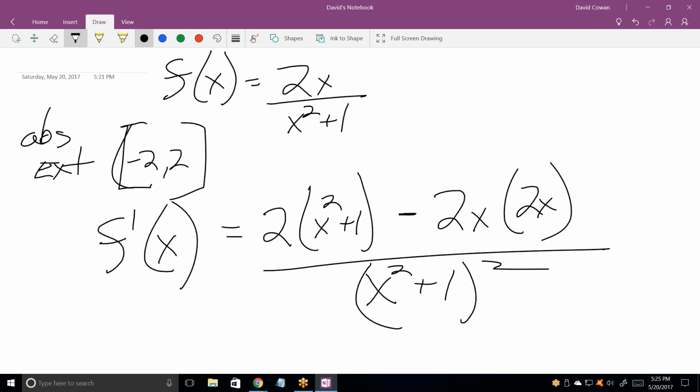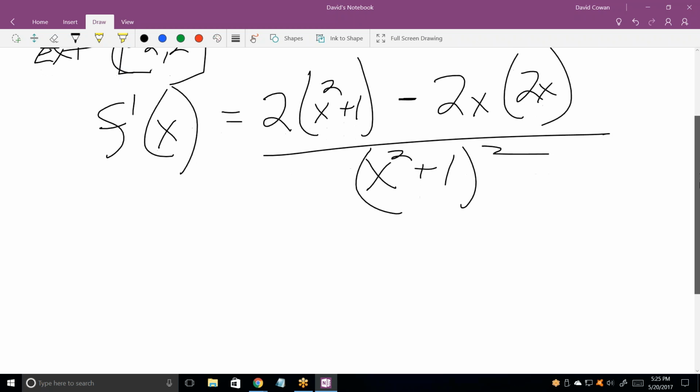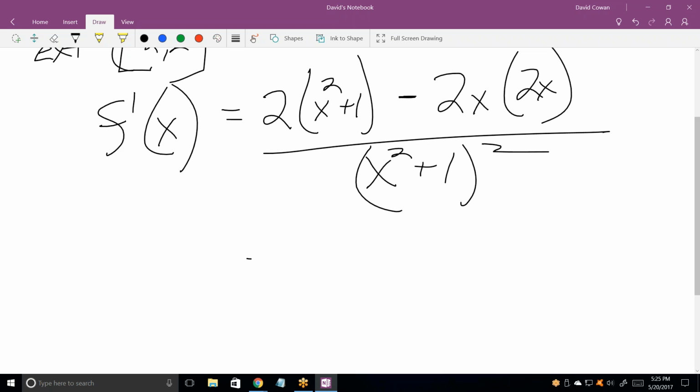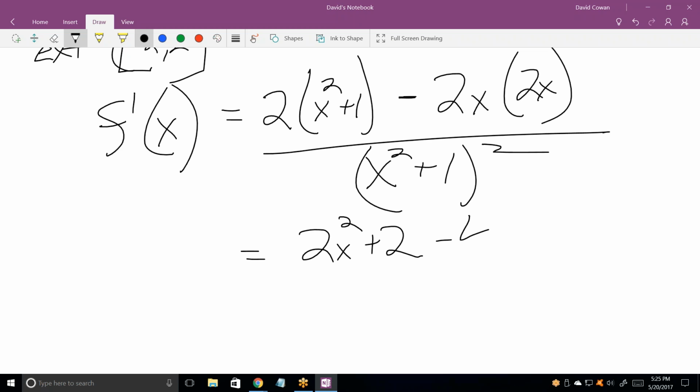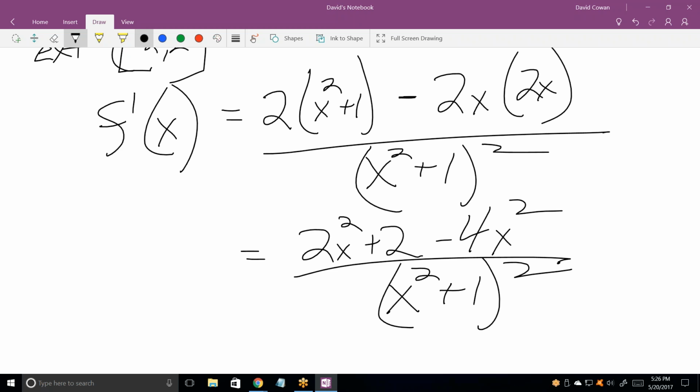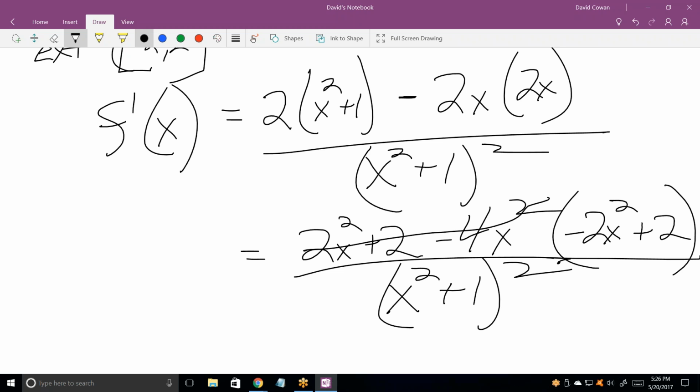Yes. Now I can clearly see that by simplifying the top, I'm going to be able to eliminate some stuff. So it's 2x squared plus 2 minus 4x squared on the top, all over x squared plus 1 quantity squared. And the top becomes minus 2x squared plus 2. Correct? Correct. So that's our first derivative.